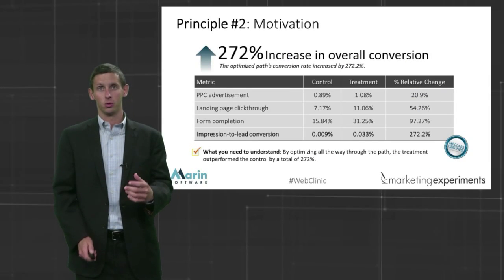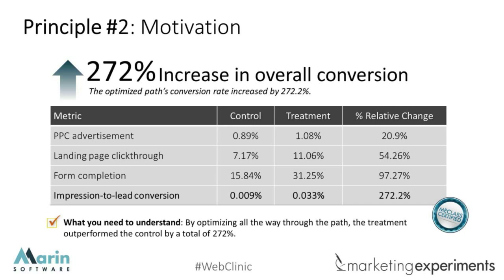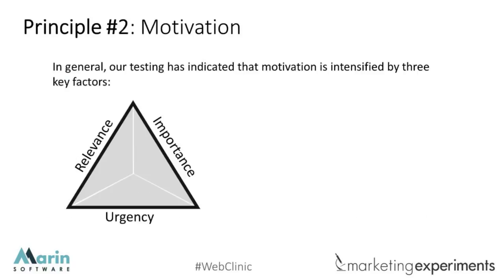So what does that add up to? One really big lift, and that's this 272% overall relative increase in conversion throughout the funnel. Once again, this is a great example of taking that motivation and bringing it down the path. So what we're going to do now is break it down a little bit into the different components of motivation. I'm going to teach a little bit here, so just bear with me a minute.